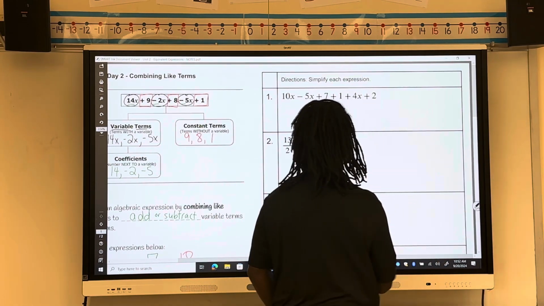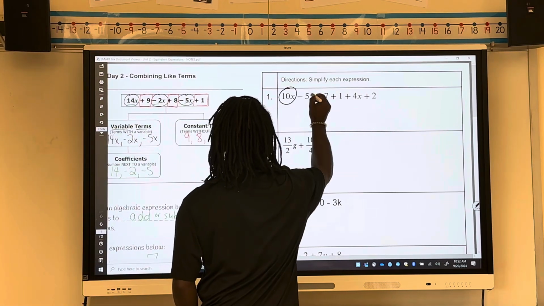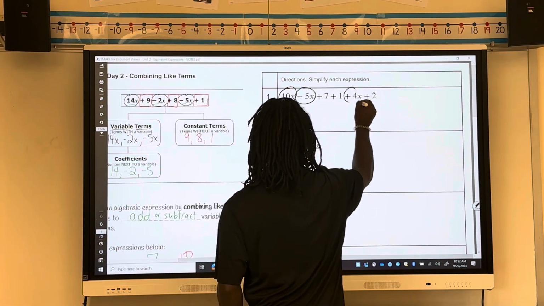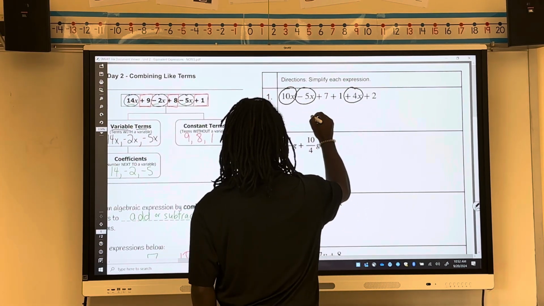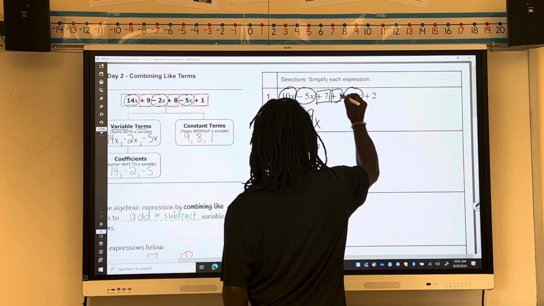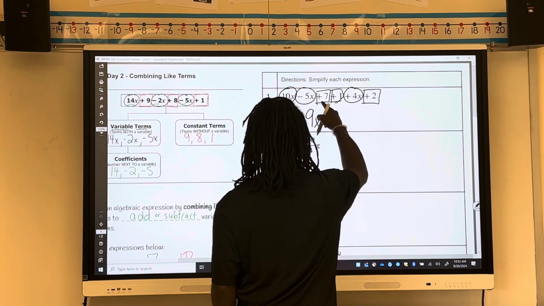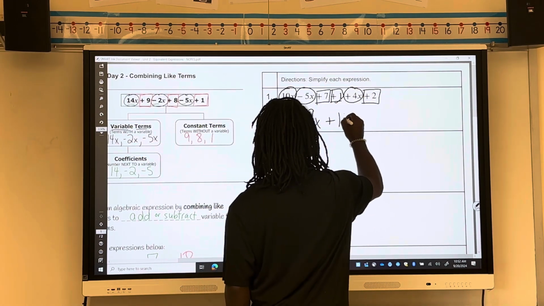All right, as I go over these, I'm no longer going to color code it just so I can move through it relatively quickly. So 10x minus 5x is 5x, plus 4x is 9x. 7x plus 1, 8 plus 2 is 10.